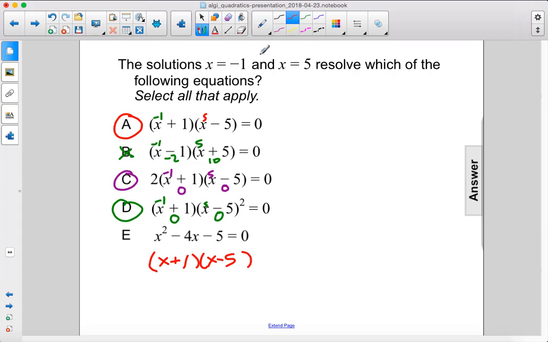So that means that we have x equals -1. If we put that in for x, this term would become 0. And if we put 5 in here, that term would become 0. So E works as well.